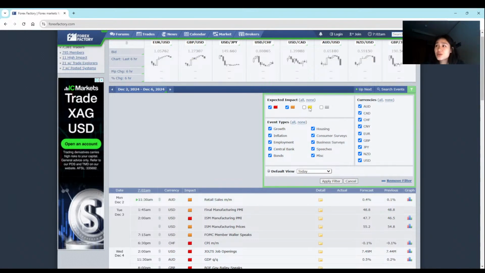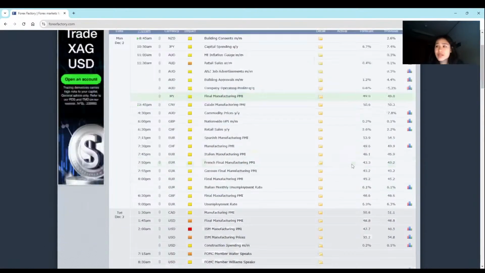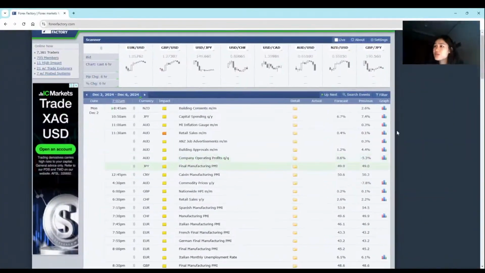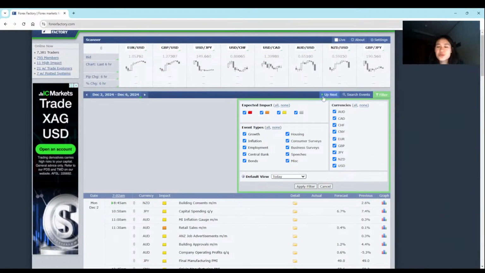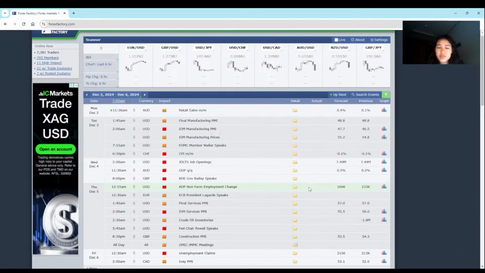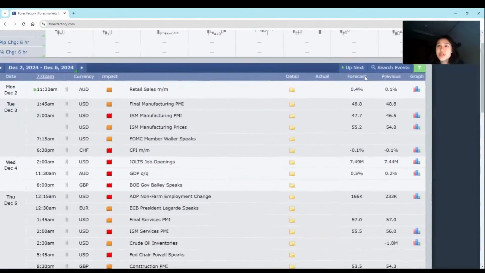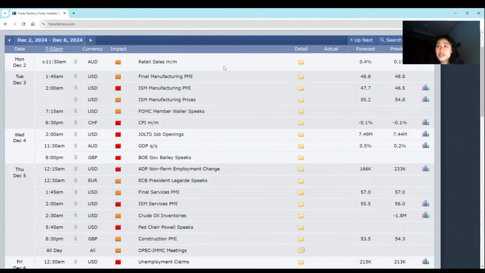Okay, so you can see if we take a look at all of the events, there are a lot more events to get through and cover, so that's why we prefer to streamline it and focus on the medium to high impact events. For this week, on Monday, today, we have Australia's retail sales.